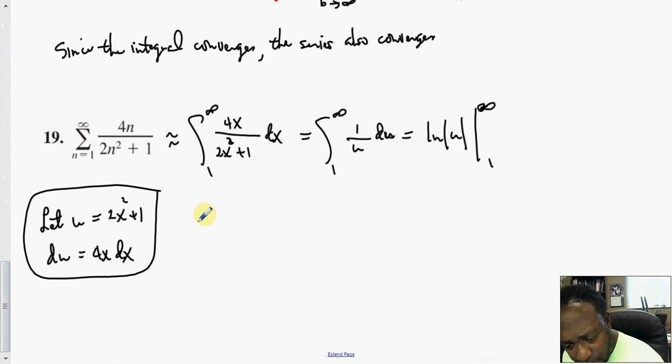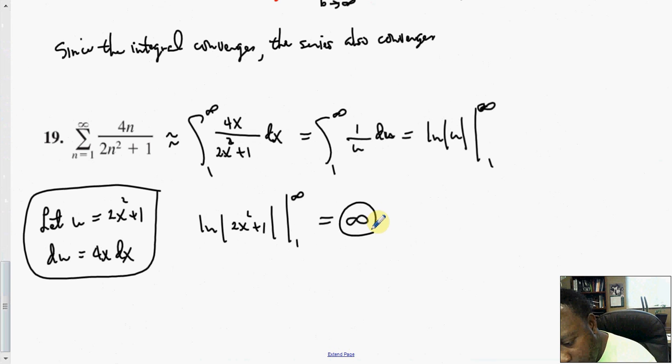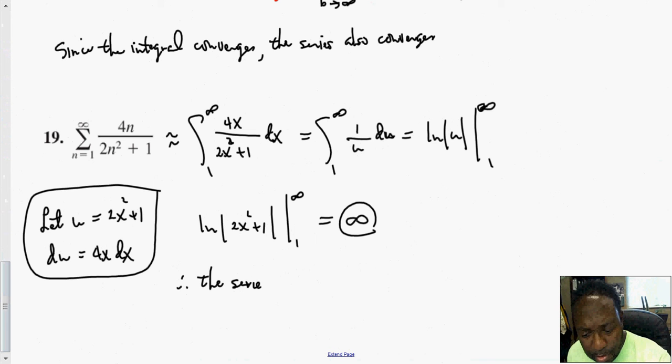Well, let's see. This is the natural log of the absolute value of 2x squared plus 1, evaluated from 1 to infinity. This is the natural log of infinity. This goes to infinity. So the integral diverges. Thus we conclude the series diverges.